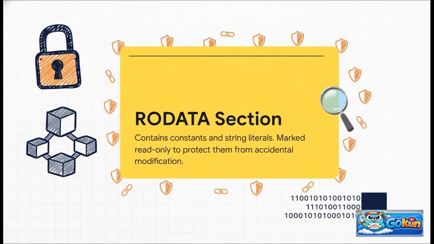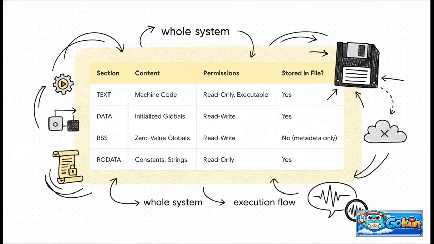Then there's the RODATA section, which stands for read-only data. This is the perfect home for things that should never, ever change while your program is running. Things like string literals or other constants. By putting them here, the linker tells the operating system to mark this memory as read-only. This gives you a hardware-level guarantee that you can't accidentally overwrite a constant, which prevents a whole category of really tricky bugs. So this table is basically the mental cheat sheet you need.